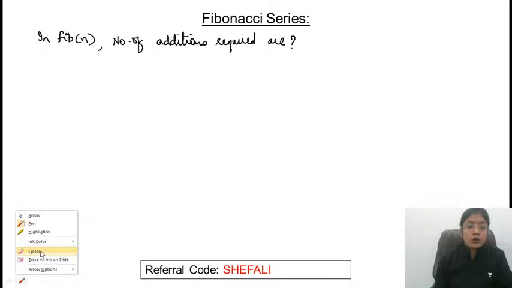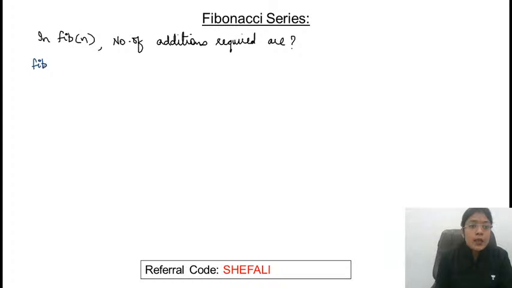write for some Fibonacci values. Fibonacci 0, how many additions are required? This is a termination condition, so no addition is required. 0 addition. Fibonacci 1 is also a termination condition. Directly it will return the value, so no addition is required, 0. Fibonacci 2, how many additions are required?